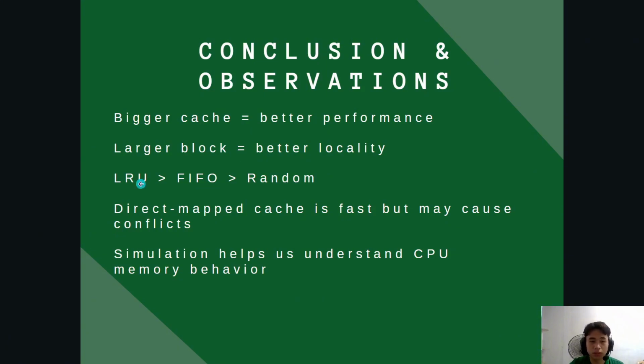LRU is better than first in first out, and first in first out is better than random. You can say least recently used LRU is better than random. And then direct map cache is fast, but it may cause conflicts if there's too much data at the same time. Simulation helps us understand CPU memory behavior. That is the observation and the conclusion for the cache simulation.